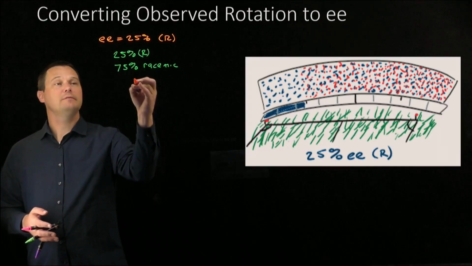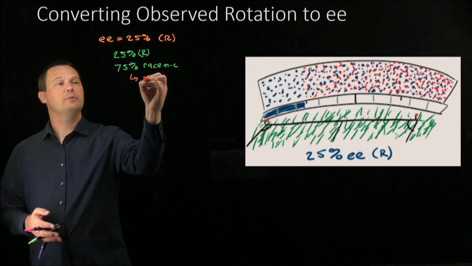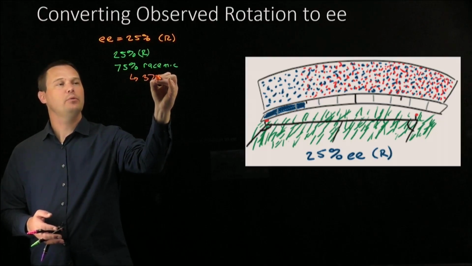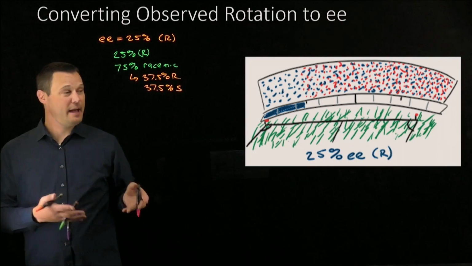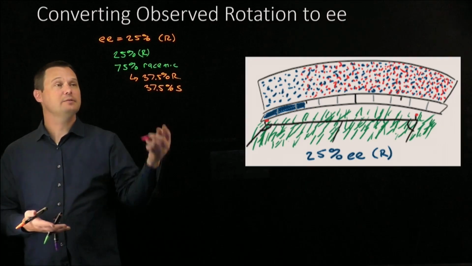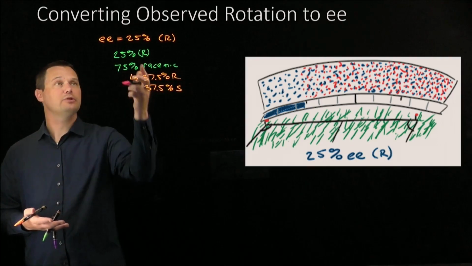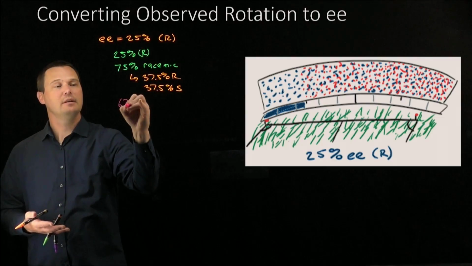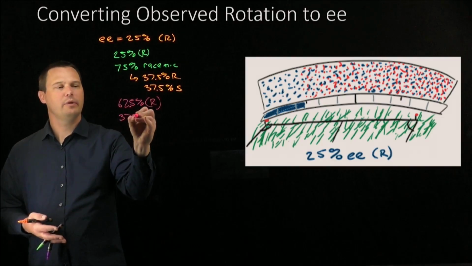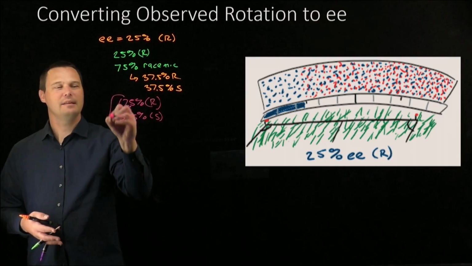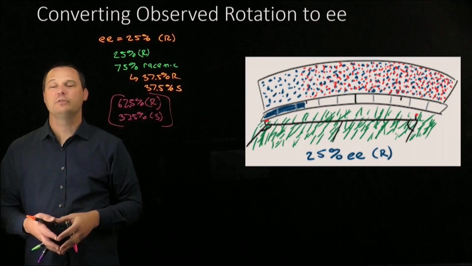And racemic means a 50-50 mixture, so a 75% racemic mixture means there's 37.5% R and 37.5% S. So the actual ratio of R fans to S fans is the 37.5 of the mixture with the 25% excess gives us 62.5% R fans and 37.5% S fans. And this is the mixture of enantiomers in that solution.